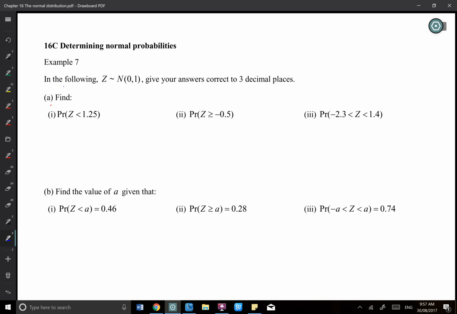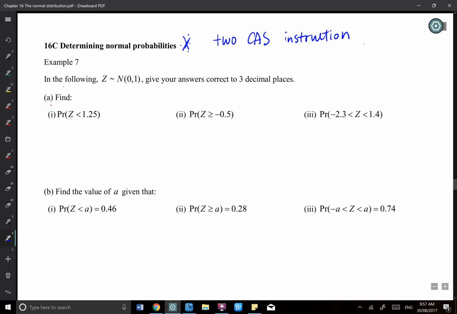Let's have a look at exercise C. This is a very important exercise. It's just two CAS instructions here. If the number is not 0, 1, 2, 3, negative 1, negative 2, negative 3, how can we find the values on Z normal? There's no way we can do it.